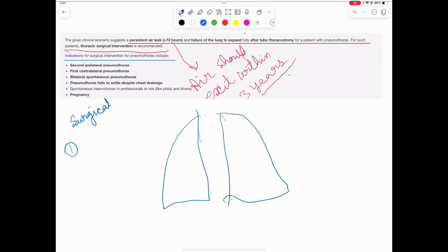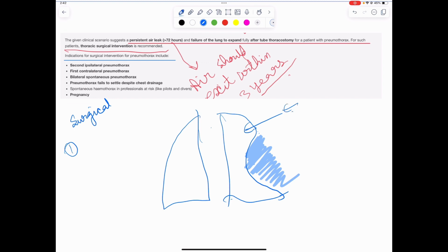Indications for surgical intervention for pneumothorax include, mine was a very bad diagram. Now this somewhat looks like a lung. So what happens is that this is the first lesion that is produced that results in pneumothorax. In pneumothorax, this lung will get compressed, and air will fill in these spaces in between. So what happens? Then there is a second ipsilateral pneumothorax.